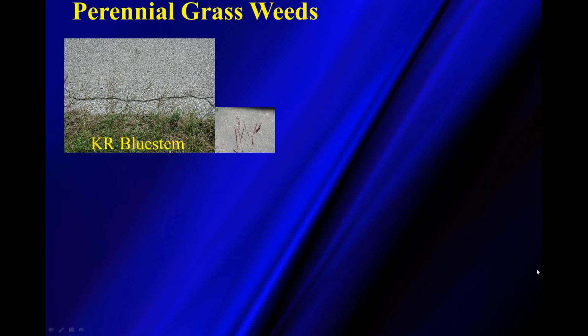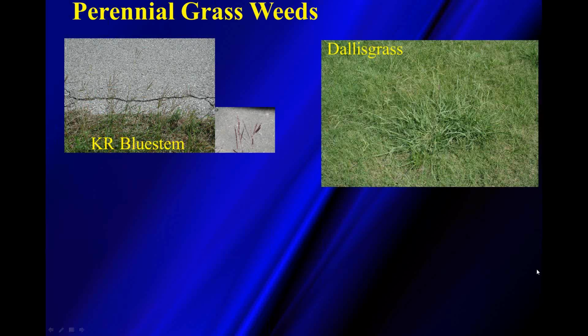Our perennial grasses are going to be things like our KR bluestem, Dallas grass, which probably everybody recognized. You see a lot of KR bluestem along the highways because it's an excellent vegetative cover, and I swear, can grow in pure rock. So it's great for that use. But once it gets into our landscapes, it gets pretty invasive.